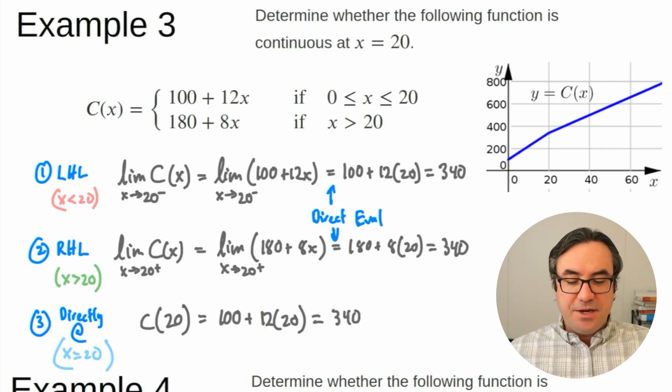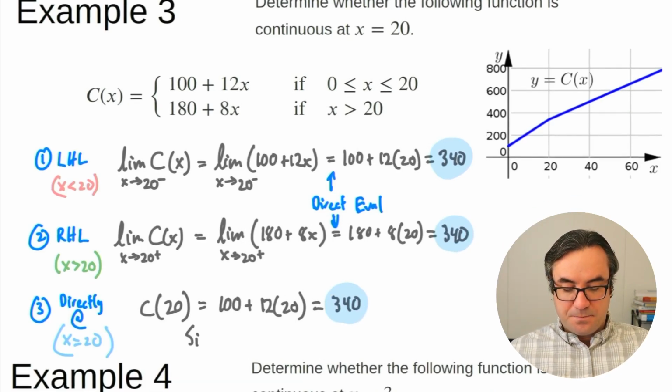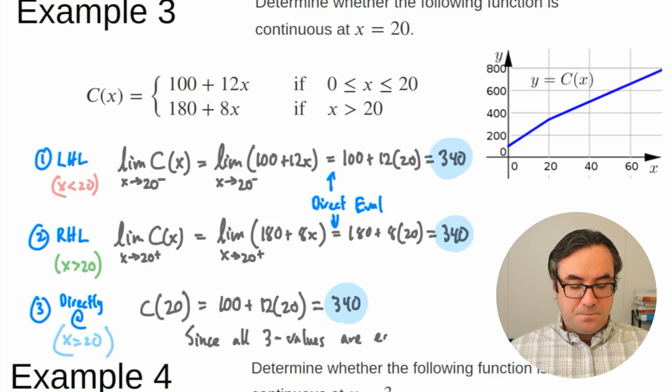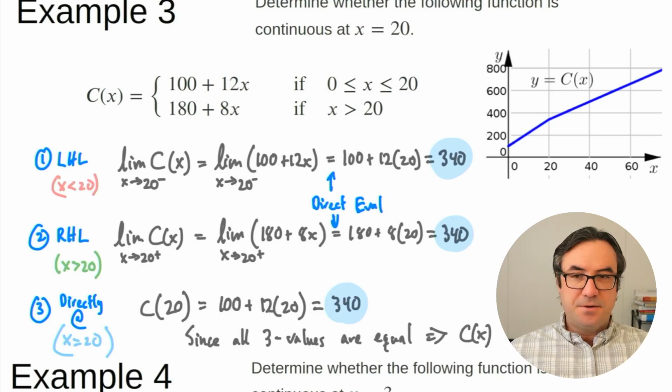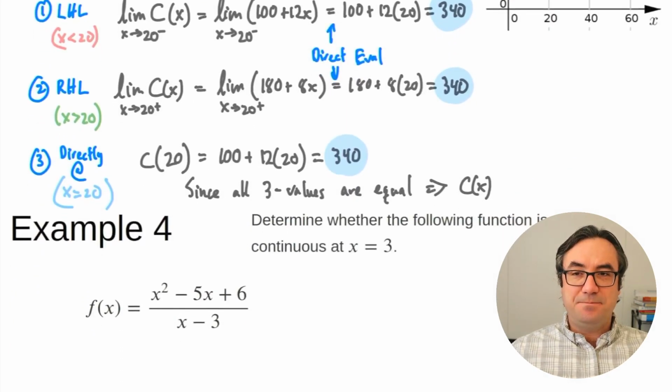And so what we see here is it looks pretty good. This value is equal to this value, and it's equal to this value. So we can conclude, since all three values are equal, that c of x is continuous at x equals 20.